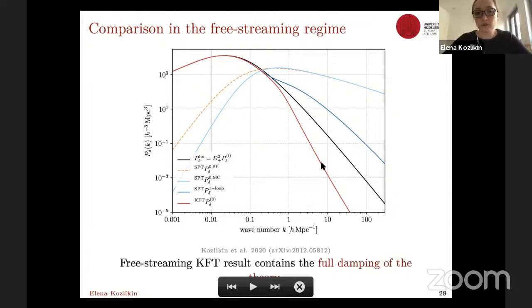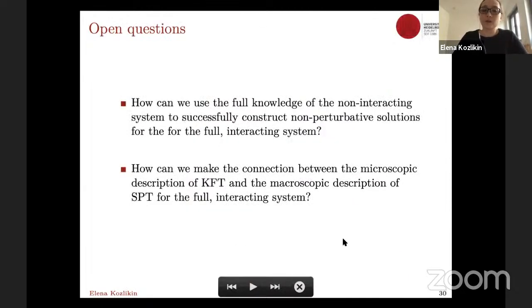And so the important message to take away here is that in the free streaming case, KFT contains the full damping of the theory and is an exact result. What we think could also be done is that, not only is it a better point to start a perturbation theory from, but we also ask: knowing the full free streaming theory, and knowing the full damping of the system at least, can we then use this to construct non-perturbative solutions for the full system with interactions? One example of an attempt to do so was this mean field approach, where we averaged over interactions. But there are probably much better ways to do so.